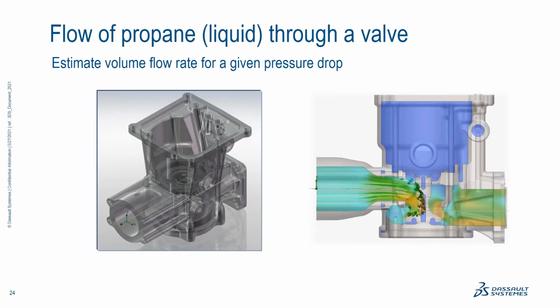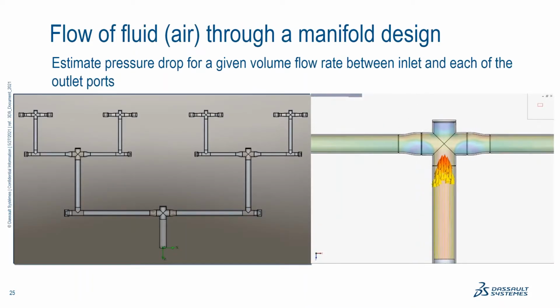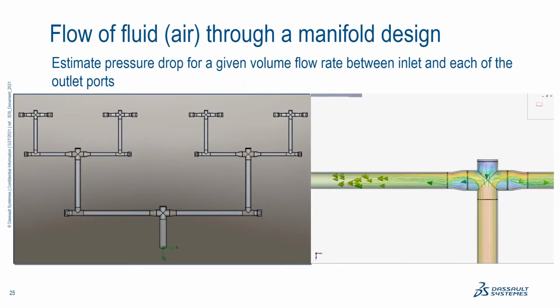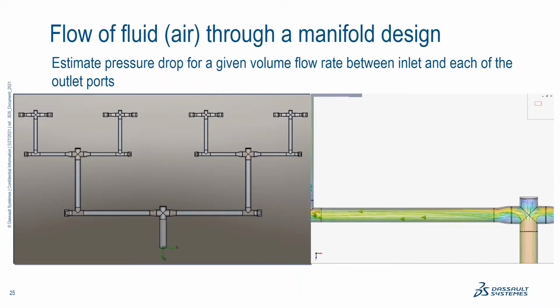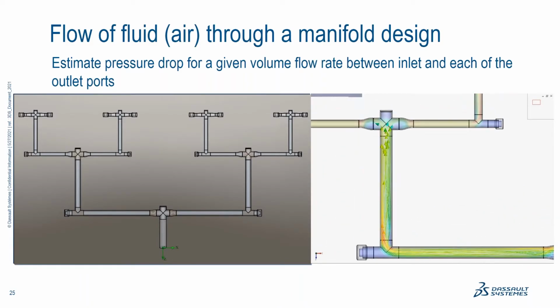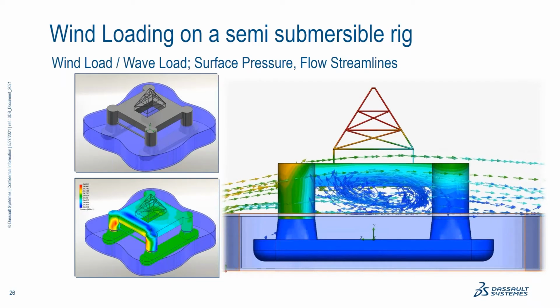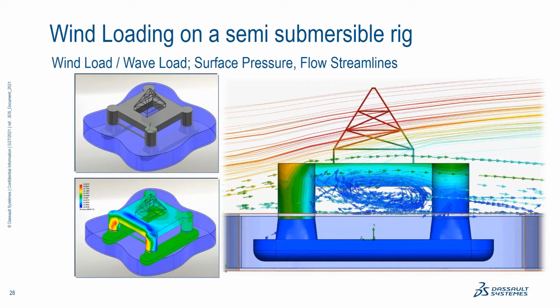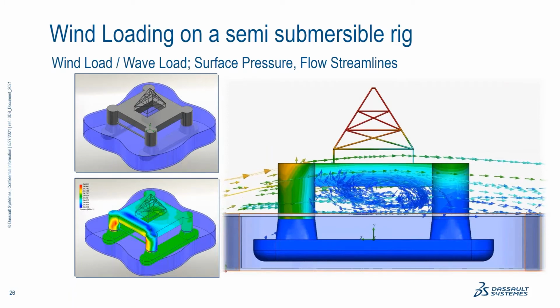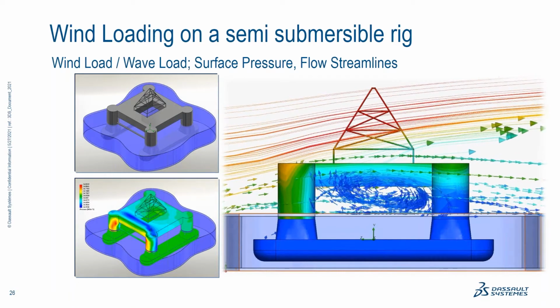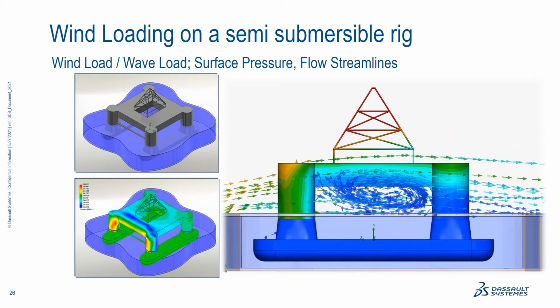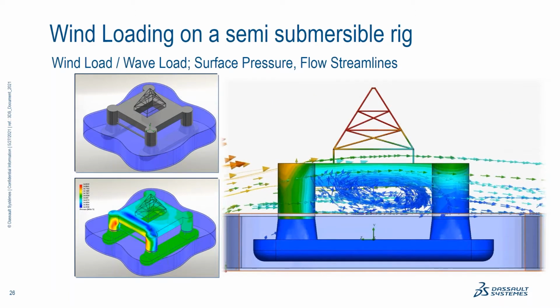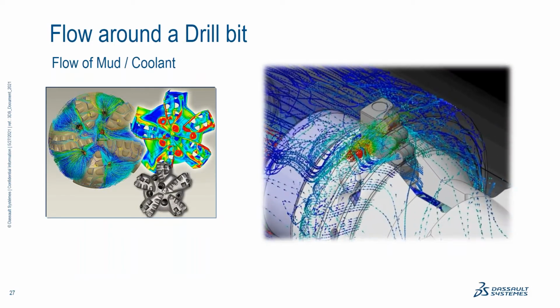So here are some animations of a few different examples from fluid flow, liquid flow, again in a more complicated valve system. This one is some sort of a manifold design, and again, the extension of that first example that I showed you earlier. This one is the wind loading on a semi-submersible rig. You run the flow simulation, it calculates the pressures and forces on the structure, and then you can take those values to a stress analysis with SolidWorks simulation and look at stresses, displacements, and so on. This one here, flow of mud and coolant.